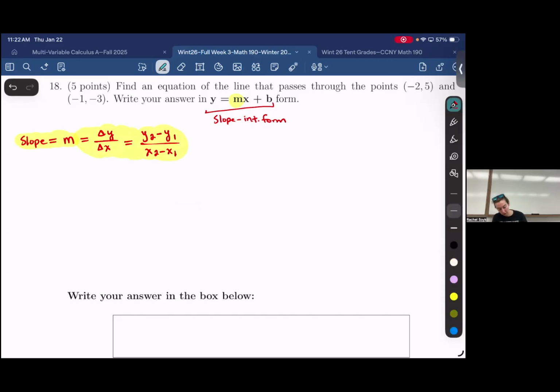And so why don't we call -2 our first x coordinate point, and then 5 our first y coordinate point, -1 is our second x coordinate point, and -3 is our second y coordinate point. So when we plug these in, we have -3 minus 5 all over -1 minus -2. Two negatives next to each other give you a positive. So we end up in our numerator with -8. Our denominator, we get +1. So this tells us that our slope is equal to -8.